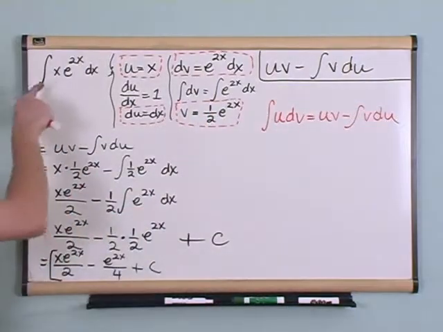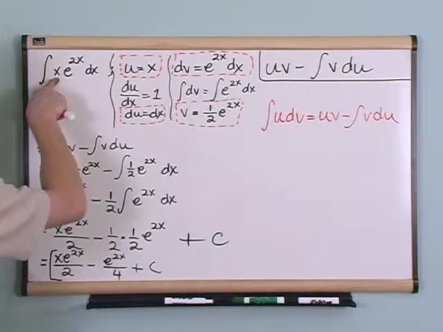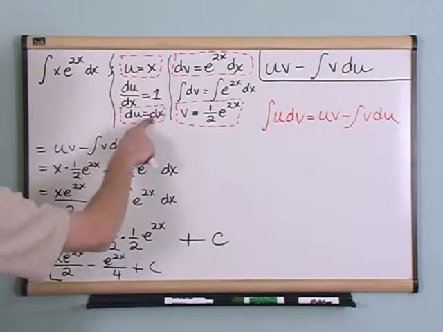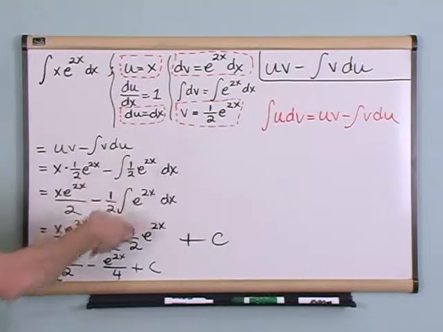And so the reason this really works is if you choose your u to be this, and you take the derivative of it here, it goes away. This x goes away. And by doing it that way, you can end up making the problem simpler.